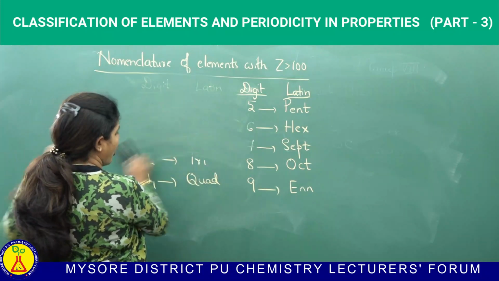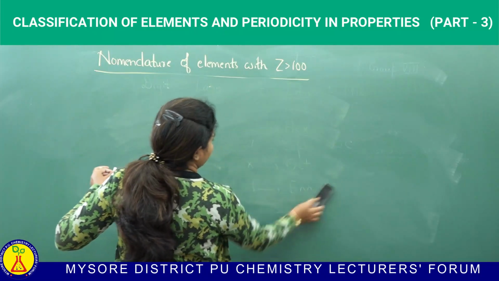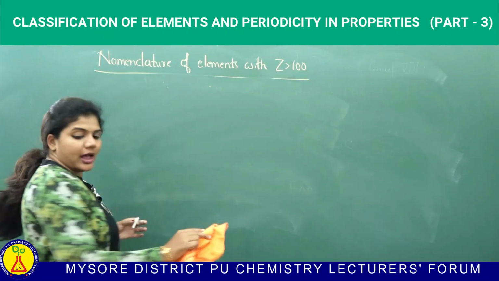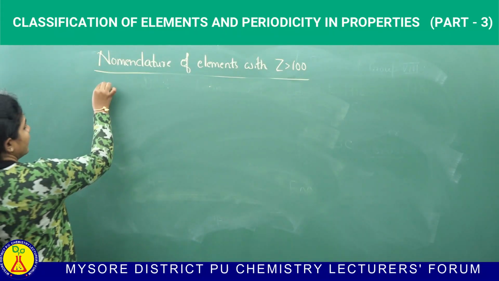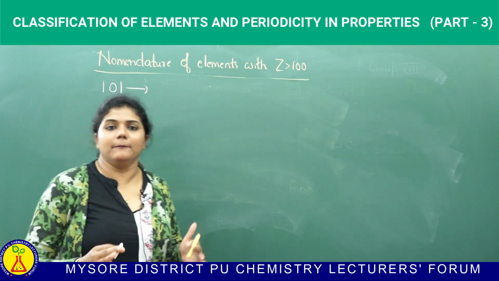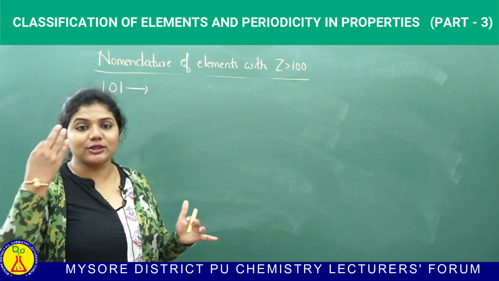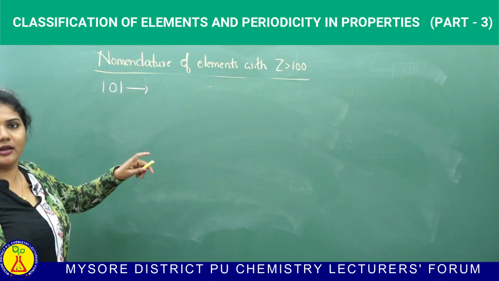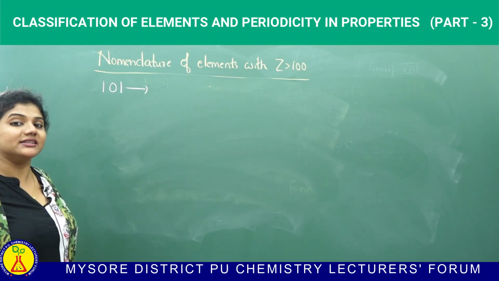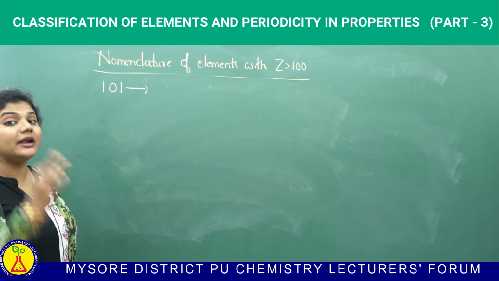Okay. Soon after this, I'll give you the new way of giving the names for the elements starting from atomic number 101 to 118. First, 101: you take the atomic number of the element. In 101 there are 3 digits, 1, 0 and 1. You allot the Latin name, and at the end of the Latin name you are going to add a suffix which is called IUM. That will give you the IUPAC recommended name.